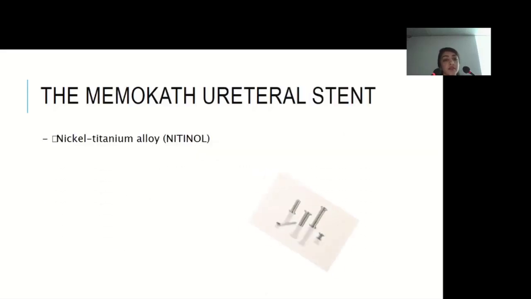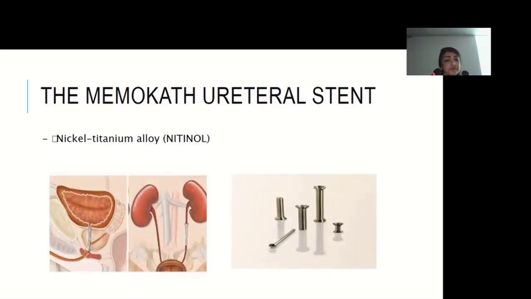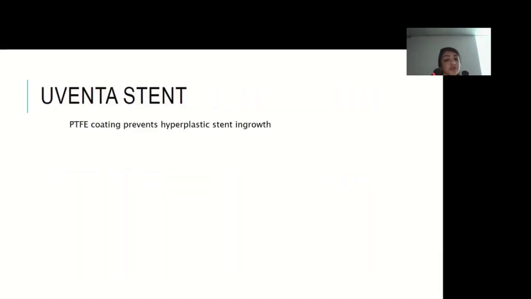Okay, very interesting. Here we have a Memocath stent. Memocath is basically a self-expandable, thermo-expandable stent, used for malignant and long-term strictures in the ureter. It can also be retained in the ureter for 12 months. Once you insert this stent into the ureter, you inject normal saline at 65 degrees centigrade. So the normal saline at that heat helps it to expand.